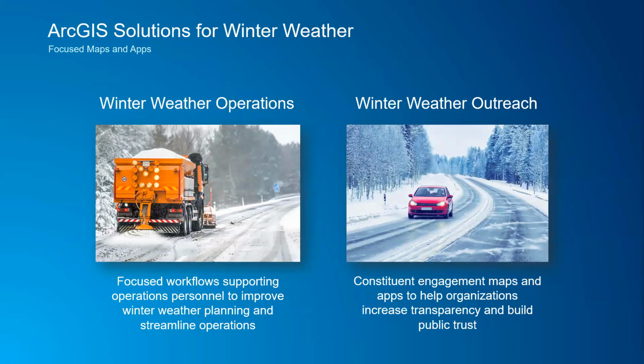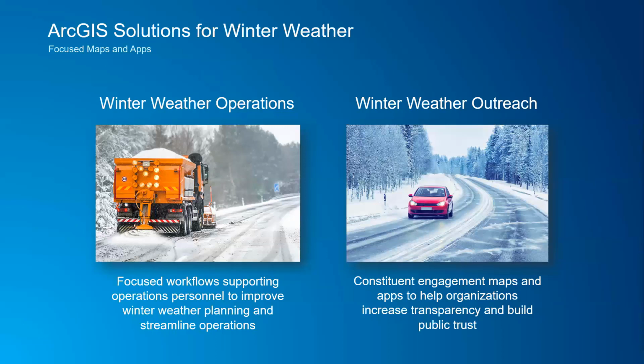Designed to work together, the ArcGIS solutions for winter weather will be delivered as two solutions: winter weather operations and winter weather outreach, each containing maps and apps that can stand on their own to support organizations' needs, both internal and external. The winter weather operations solution will provide a set of capabilities that help you develop winter weather response plans, centralize snowplow vehicle feeds, monitor operations in real time, track key metrics during an event and throughout the season, and share near real-time road status updates.